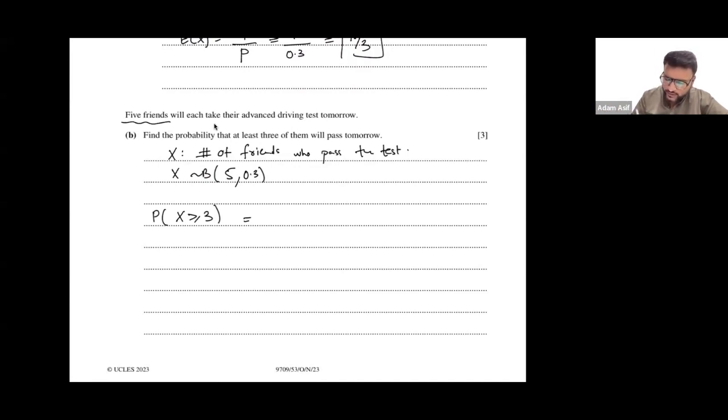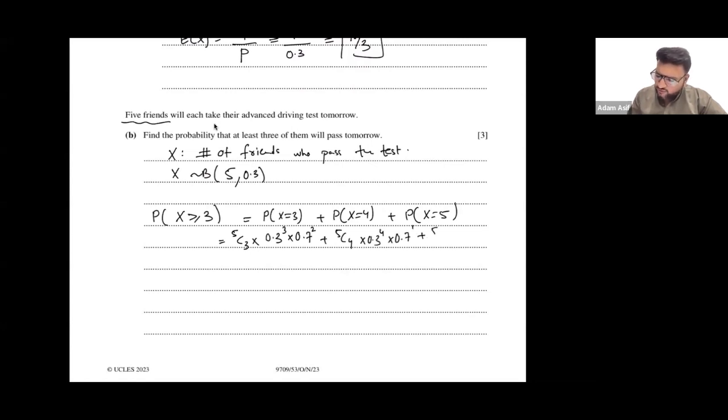So both workings are correct. We need the probability of 3, 4, and 5 friends passing. The probability of 3 friends passing is 5C3 times 0.3 to the power of 3, 0.7 to the power of 2. Plus 5C4, 0.3 to the power of 4, 0.7 to the power of 1. Plus 5C5, 0.3 to the power of 5, 0.7 to the power of 0. Calculate all these probabilities and you're going to get your answer.